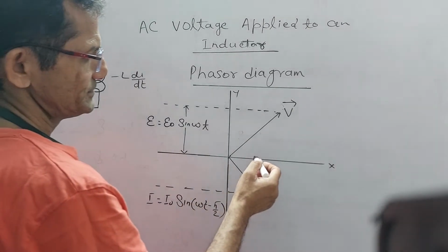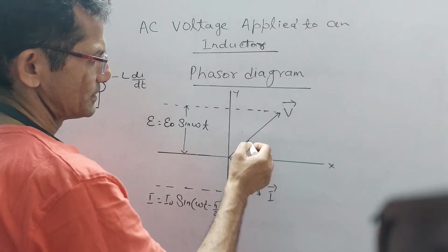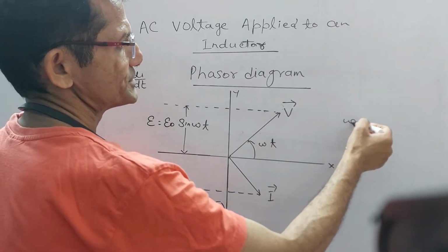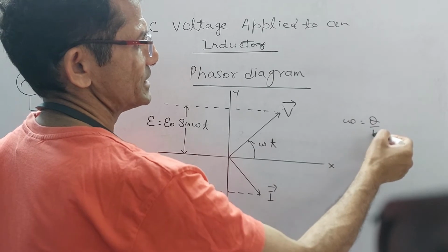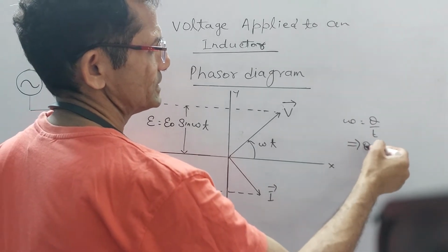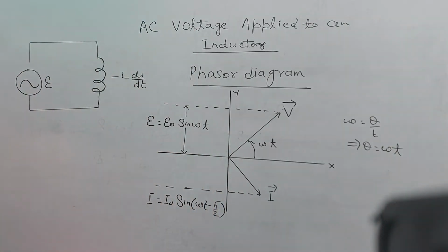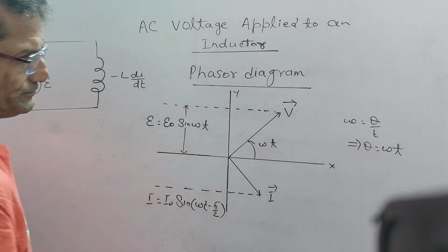Now make an angle omega t. We already know that omega is equal to theta divided by t, and from here the angle theta which is traced by the voltage is omega t.